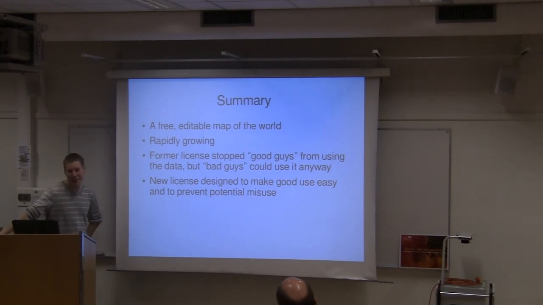Okay, summary. OpenStreetMap is a free editable map of the world, and it's rapidly growing. And with the former license, we stopped the good guys from using the data and made it difficult for them. But the data wasn't actually protected as we wanted it to be. But with the new license, we have. I think we have achieved a better protection for the data, and at the same time made it easier to actually make this open data.